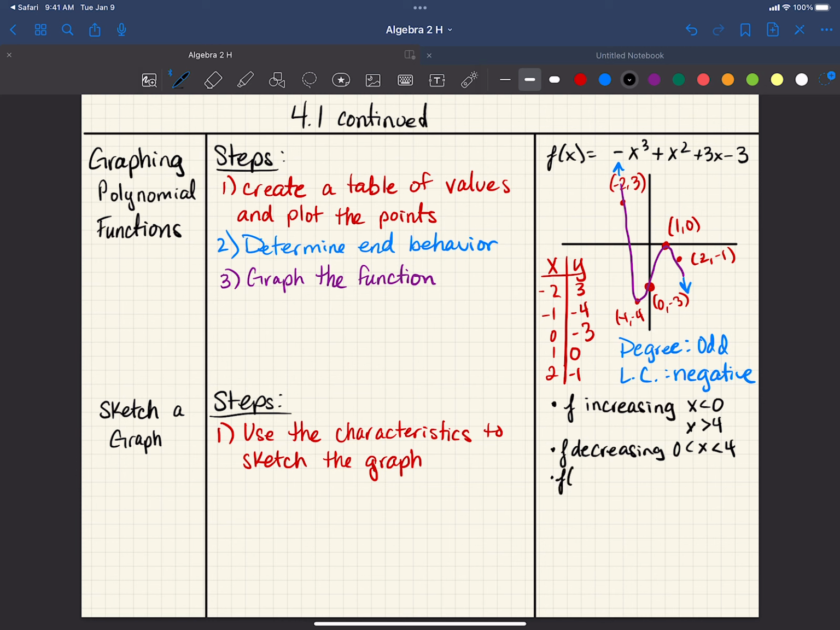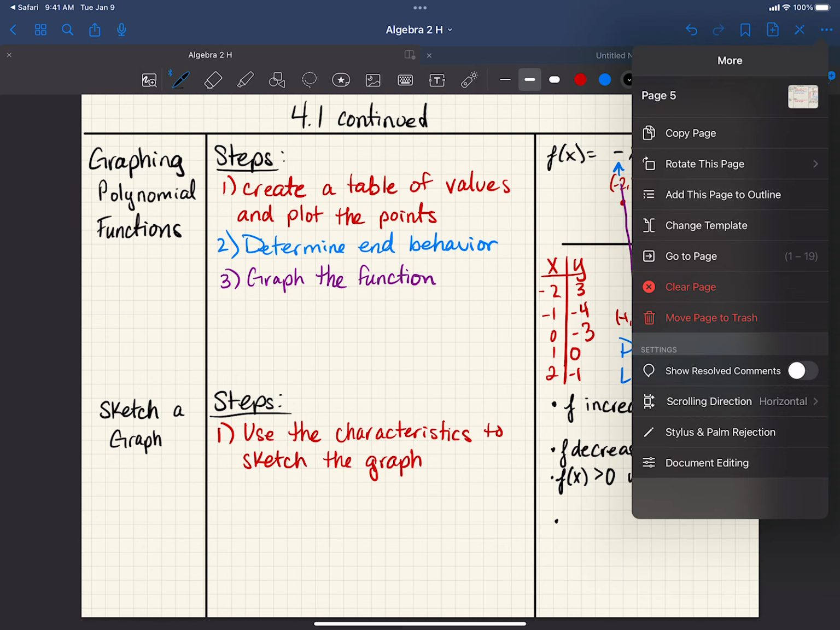And then my f of x is greater than 0, so my y values are positive, when my x value is between -2 and 3, and when it is greater than 5. So this is all very interesting information that we're getting right now. It is going to be a little bit interesting to solve.